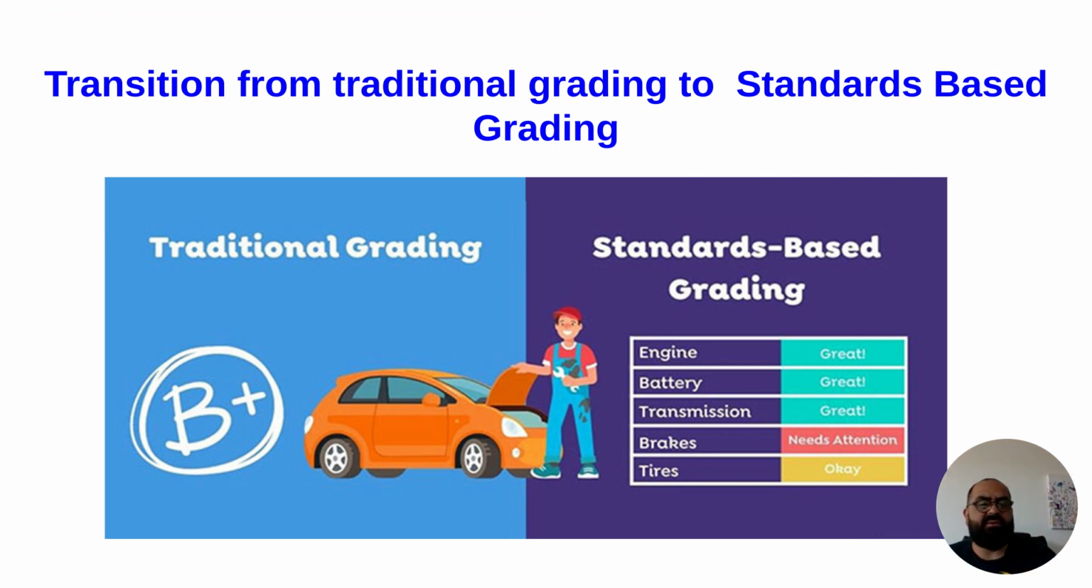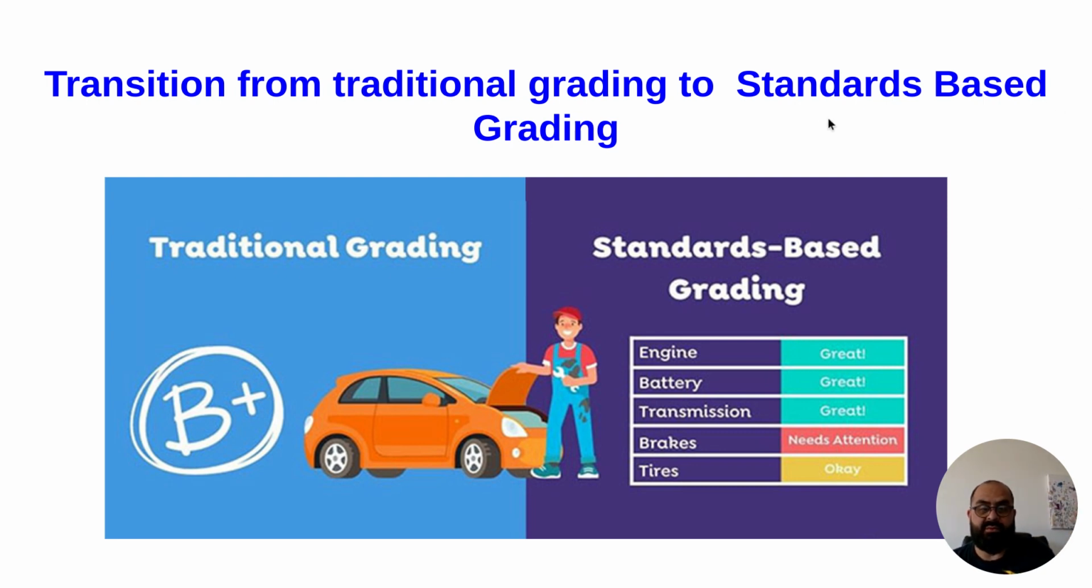Transition from traditional grading to standard-based grading. I would like to have an example. As you can see in this image, traditional grading is represented by a single overall grade, much like a mechanic giving an overall assessment of a car with a B plus rating. This single grade gives a general sense of performance but lacks specific detail about the car's condition.